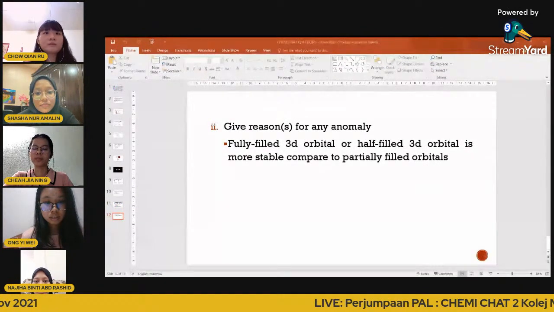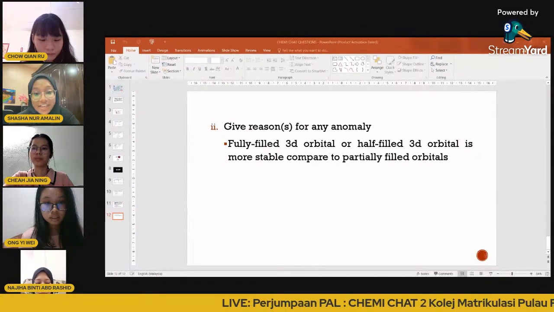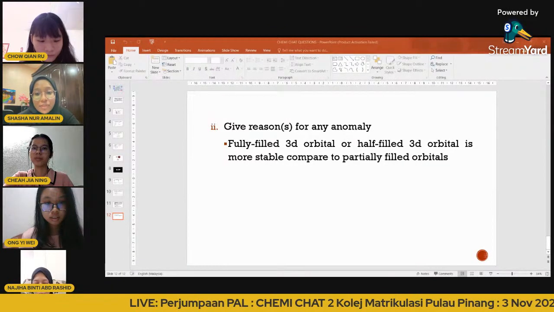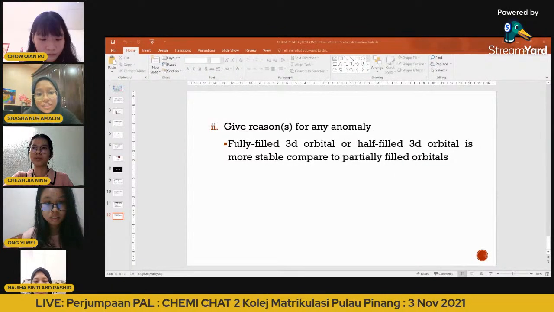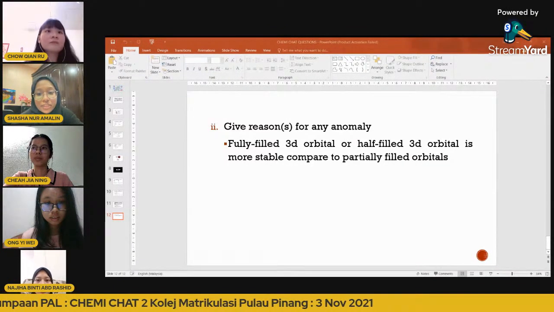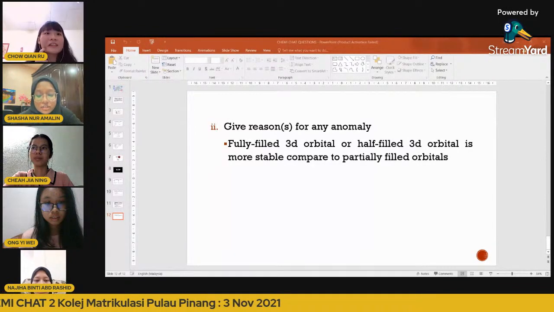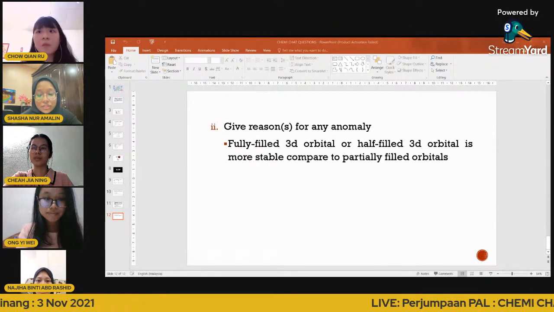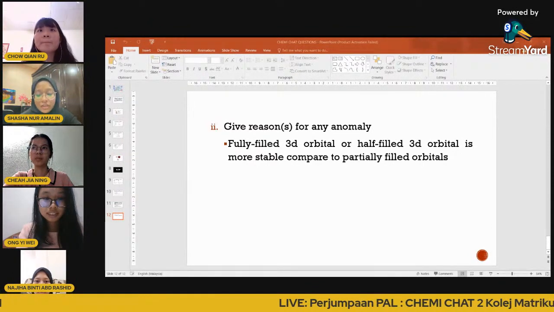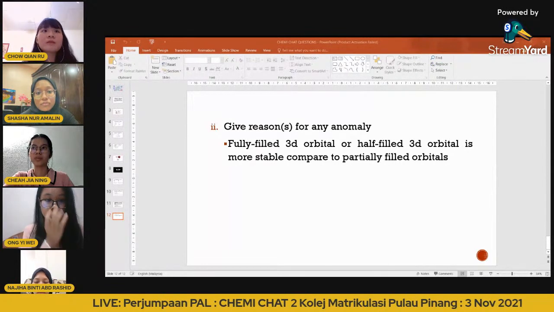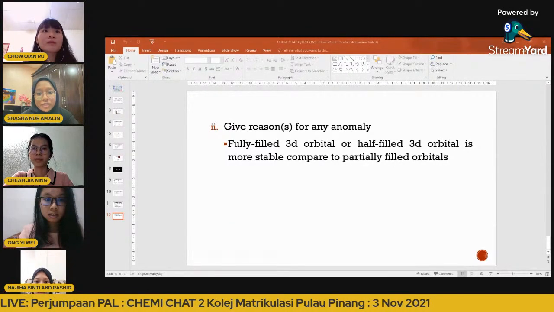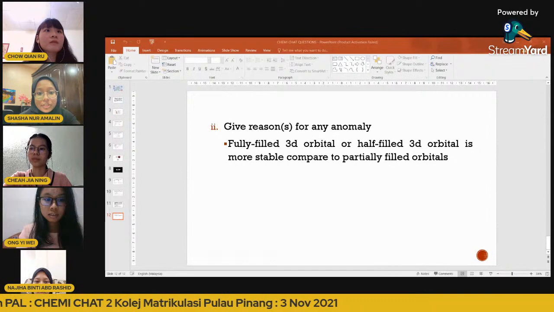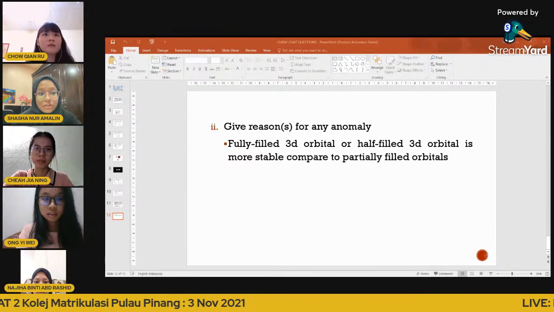Give reasons for any anomaly. A fully filled 3d orbital or half-filled 3d orbital is more stable compared to a partially filled orbital. So that's why one electron of the 4s orbital occupies one of the empty 3d orbitals to achieve a fully filled 3d arrangement in copper. Okay, so that's all.